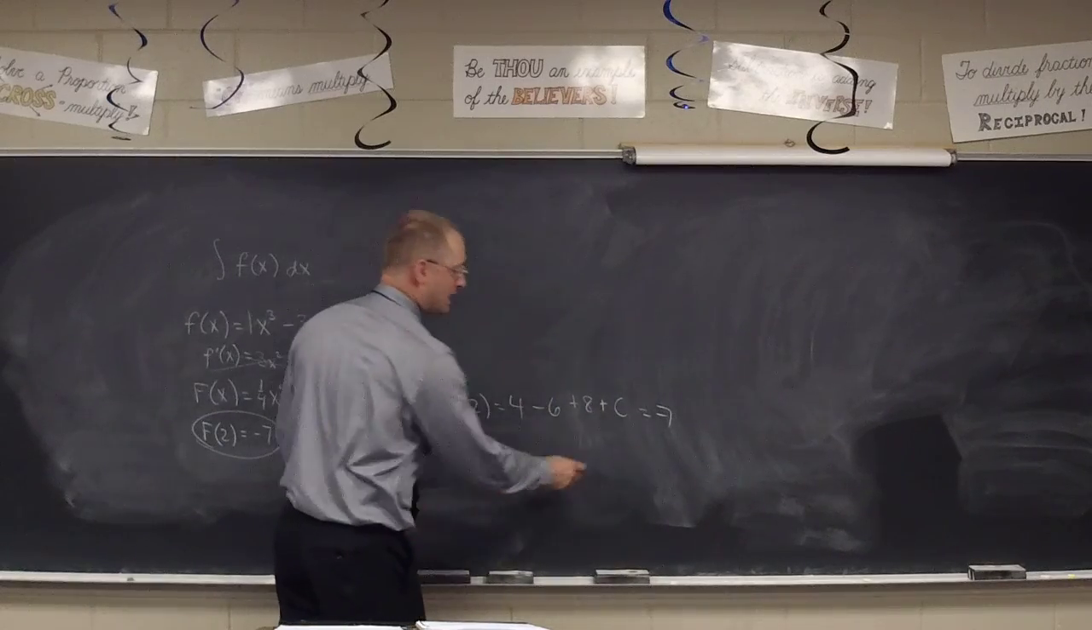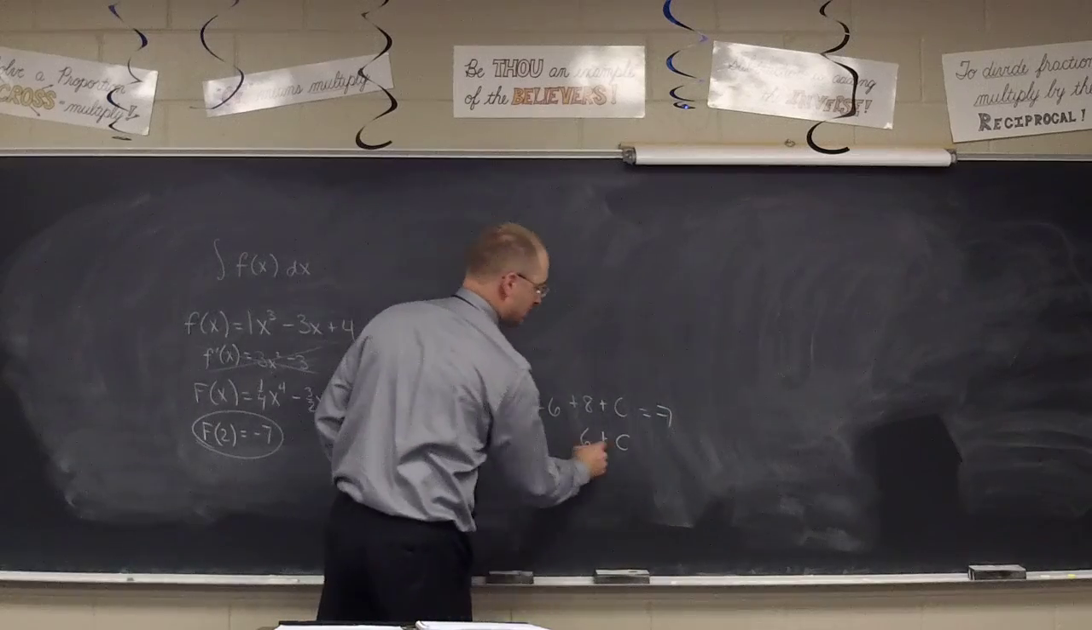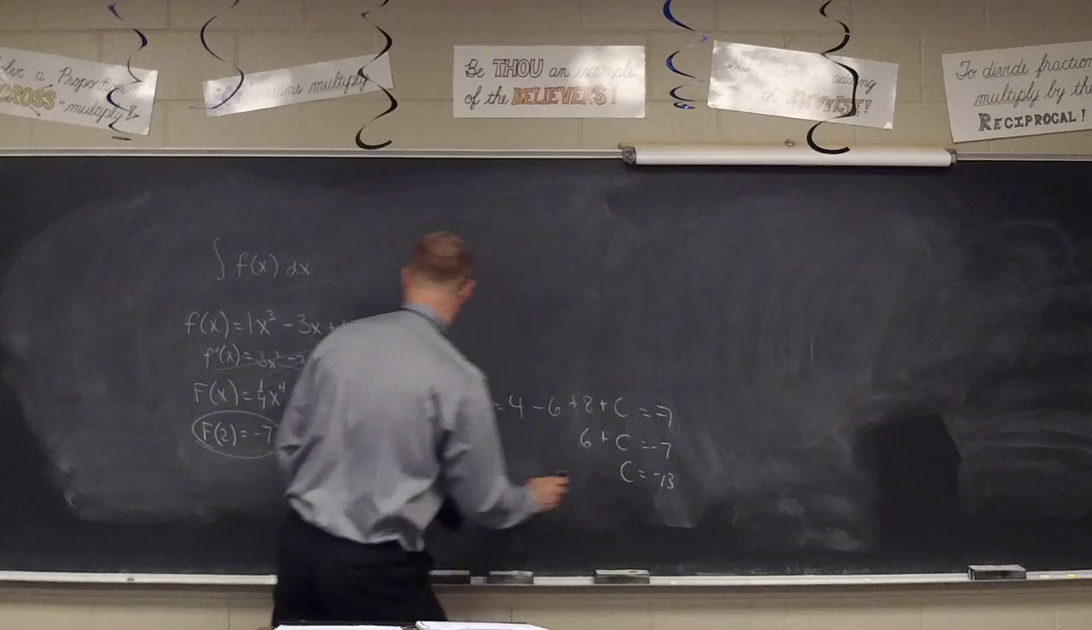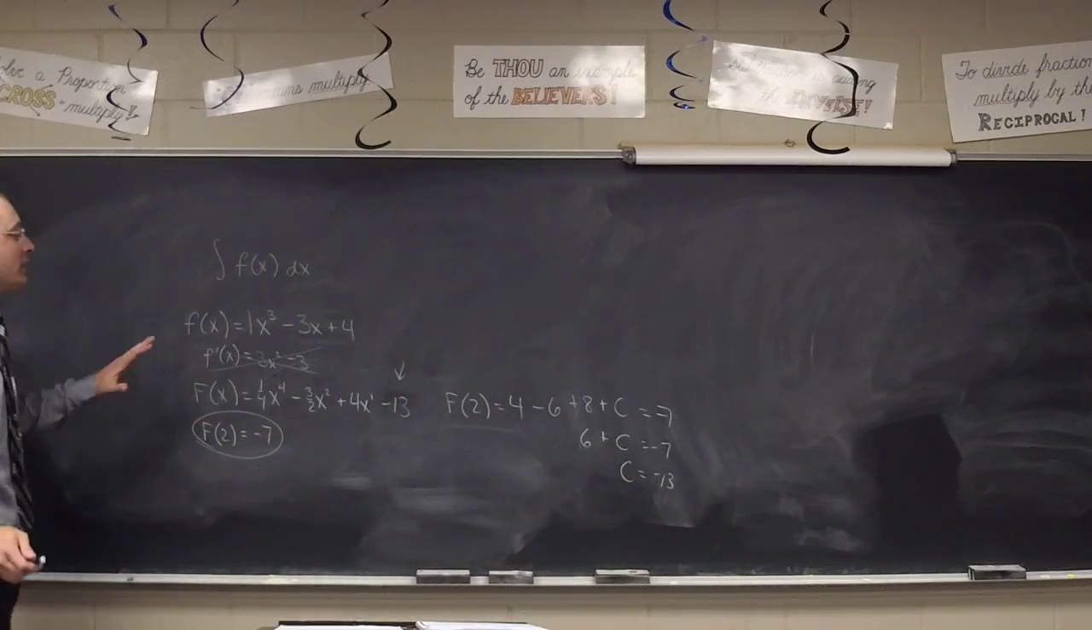Plus c, and we'd end up getting that c plus 6 is equal to negative 7. Therefore, c must equal negative 13. And so we could go through and instead of a plus c, we could put a negative 13, remember. But it's still an indefinite integral.